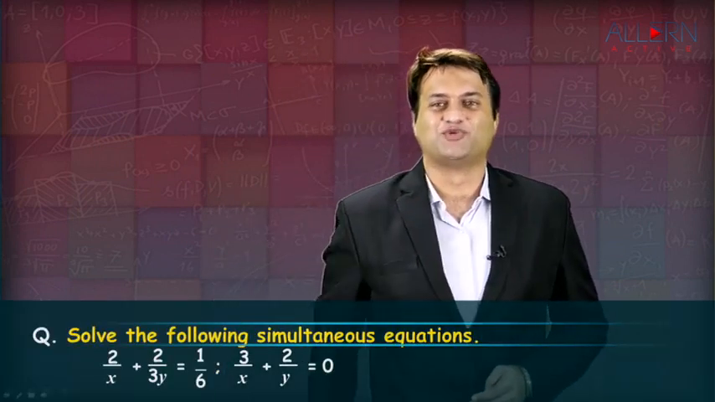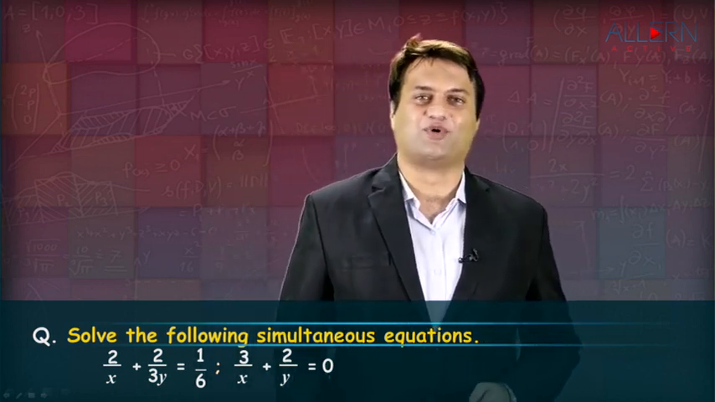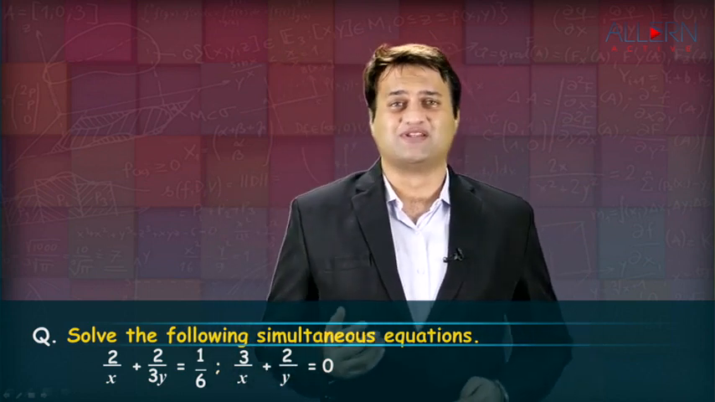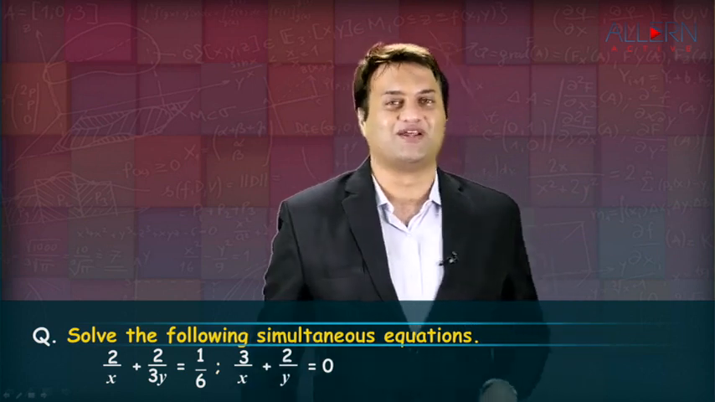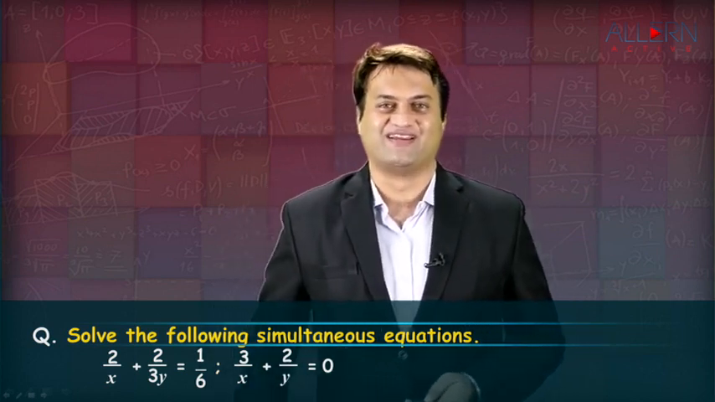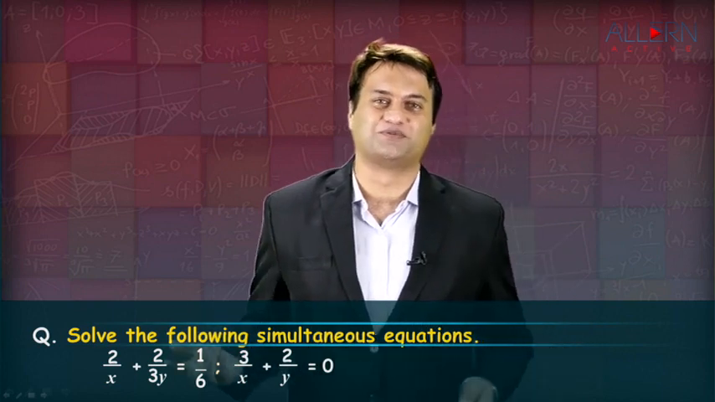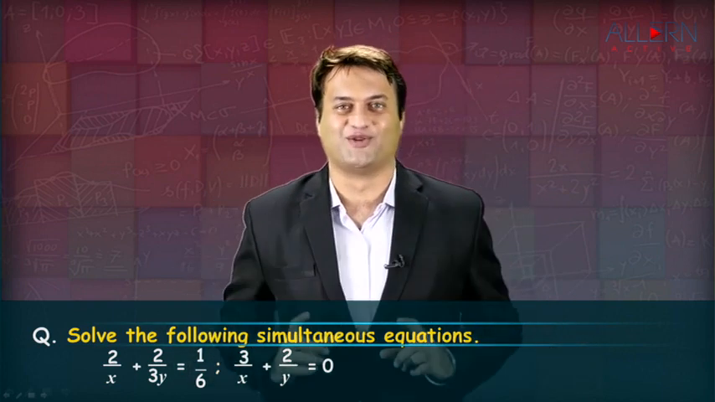Hello students, let us go through some more sums based on the variables in the denominator. The sum is 2 upon x plus 2 upon 3y is equal to 1 upon 6, and 3 upon x plus 2 upon y is equal to 0. Again variables in the denominator, again because there is no xy term in the denominator, we can't multiply throughout by xy.